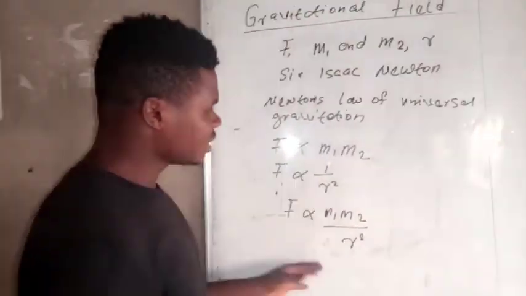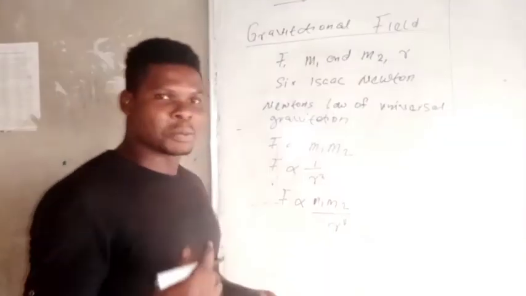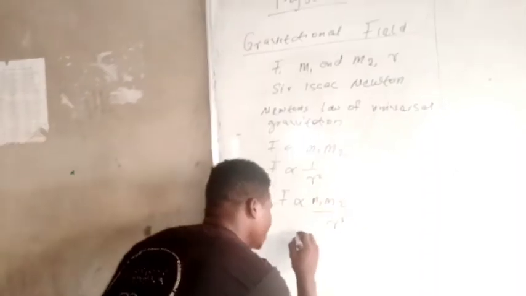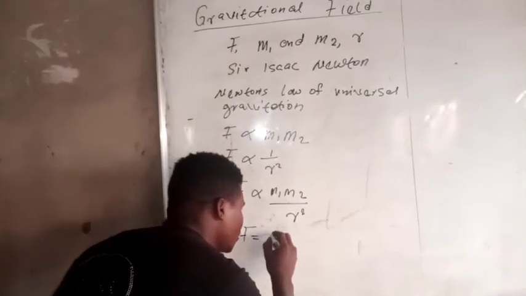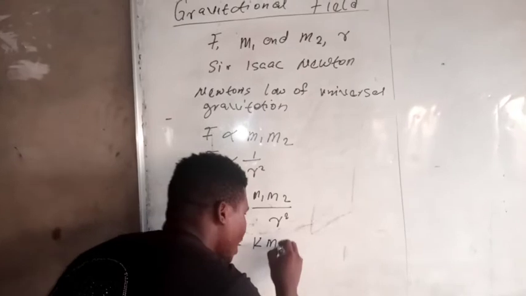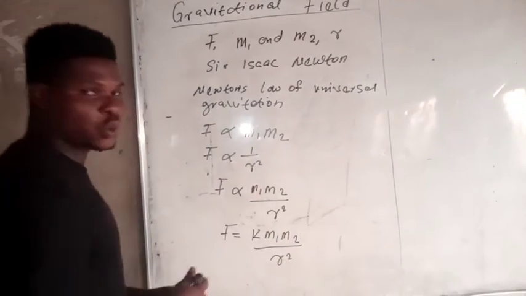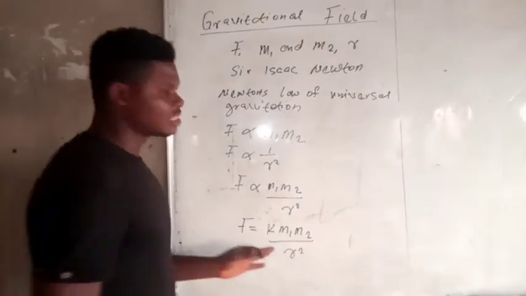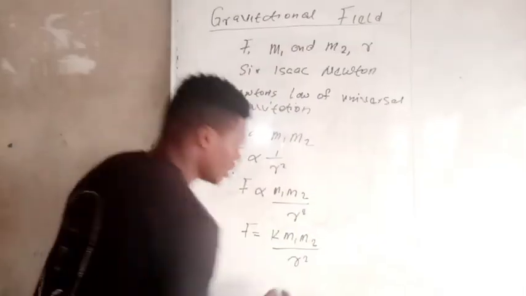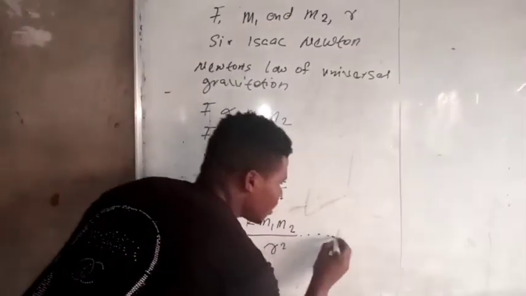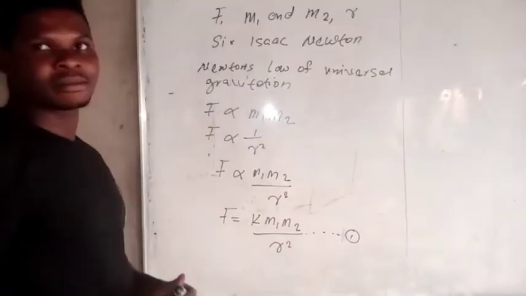We change it to an equation by introducing what? The proportionality constant, which gives us F equal to K M1 M2 all over what? R squared. Now, this is the mathematical statement of what? Newton's law of universal gravitation. Let's call this equation 1.